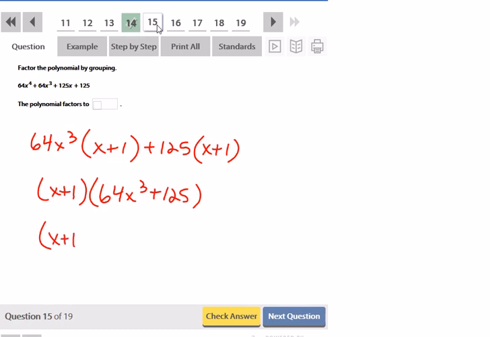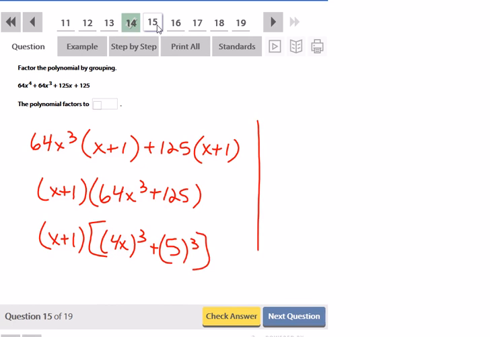So 64x to the third is the same thing as saying 4x cubed, and 125 is the same thing as saying 5 cubed. So now by substitution, I still have the x plus 1 out in front. Then my first factor is just going to be the same terms, but without the cubes, so 4x plus 5. Since I haven't used my negative, my middle term in this second factor is going to be negative. So the first one, 4x times 4x, is 16x squared. Then the negative, 4x times 5 is 20x. And then finally, 5 times 5 is 25.